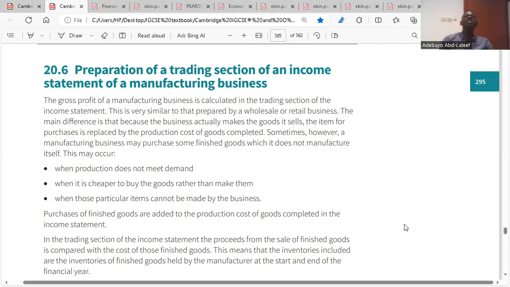So we have purchases of finished goods. This is when the manufacturing company does not produce the product it's about to sell. It purchased finished goods. So you have to add it, because it's part of your cost of production. It's part of your cost. So you add it to your cost of production in the income statement.